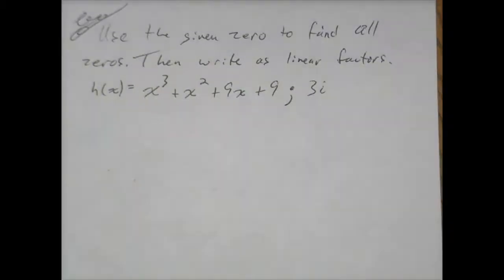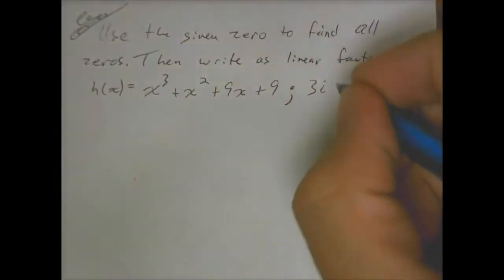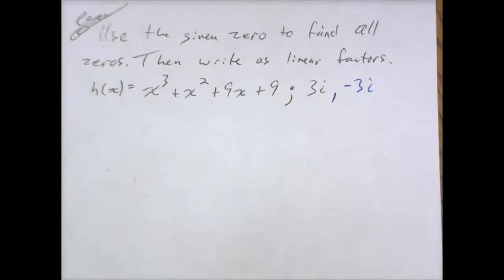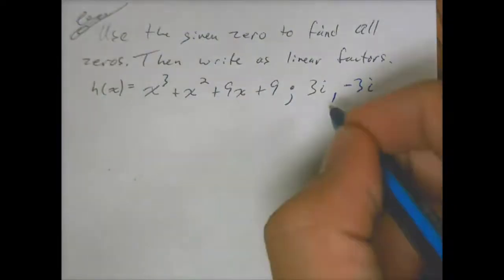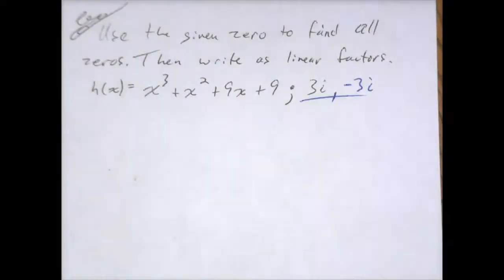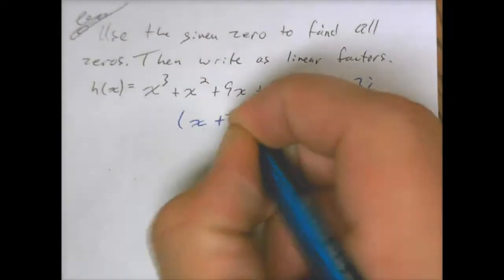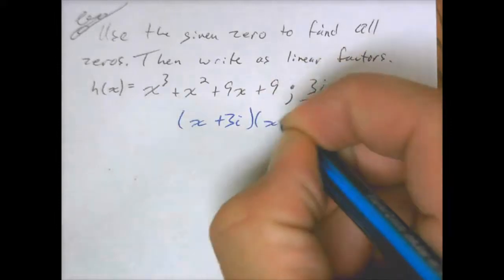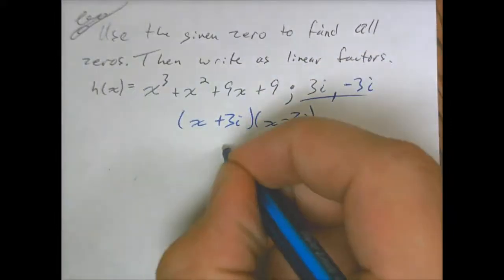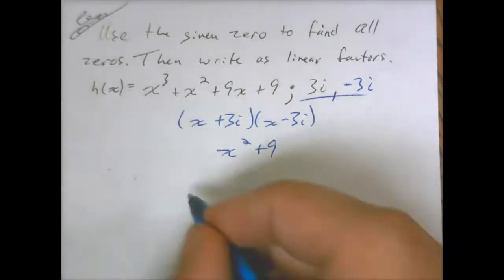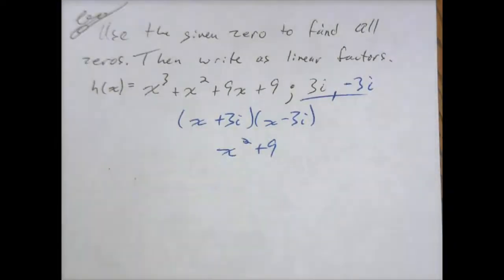So same sort of deal. If I'm given that 3i is a zero, then negative 3i is also a zero. Since I cannot use synthetic division with imaginary numbers, you have to put these in factors and multiply, so you'd have x plus 3i, x minus 3i. Take the time, multiply this out, but I promise you it will come out as x squared plus 9, and then you can divide this out of your function.